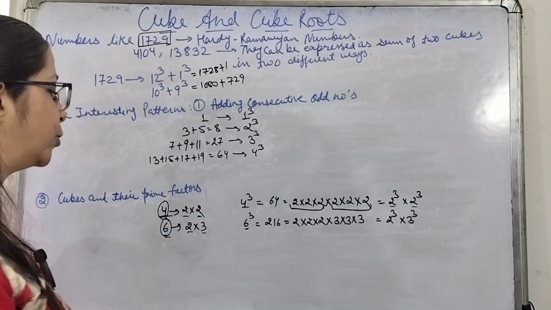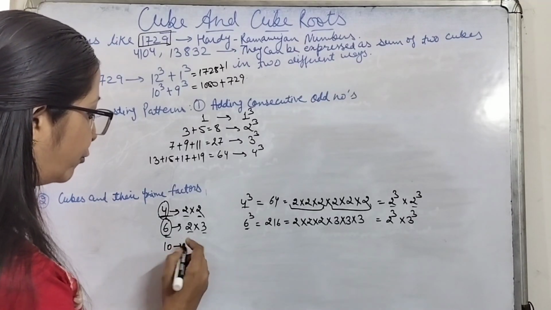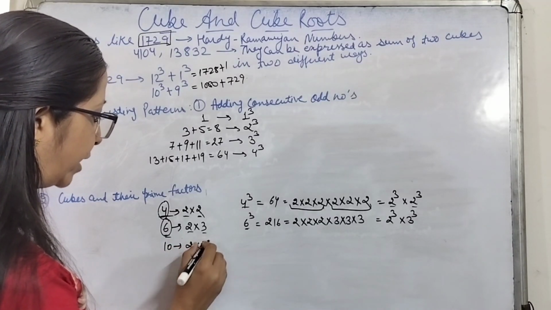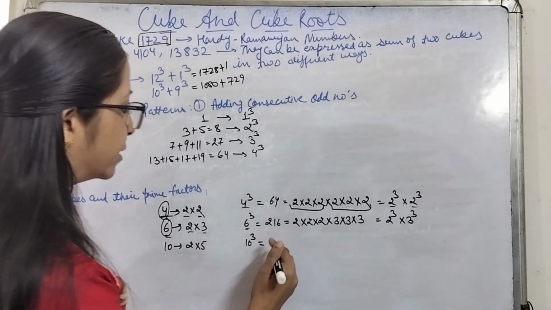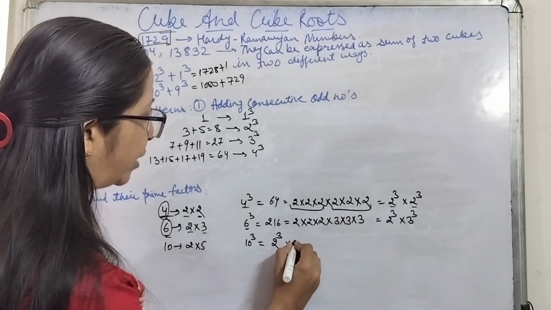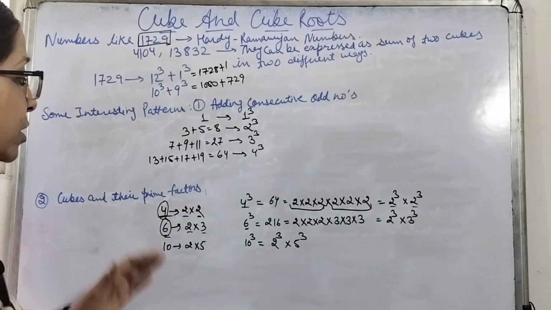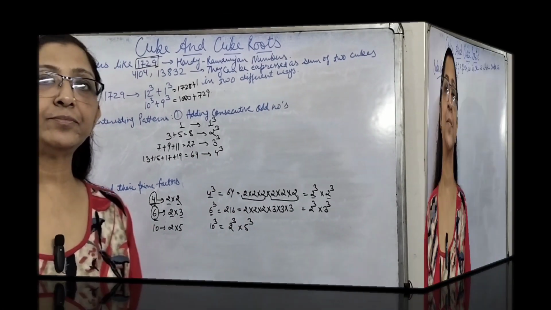So what we can conclude is, if we take the number 10, the factors of 10 will be 2 multiplied by 5. So in the cube of 10, the factors will be 2 raised to the power 3 and 5 raised to the power 3. So this is how we can see the patterns in cubes.